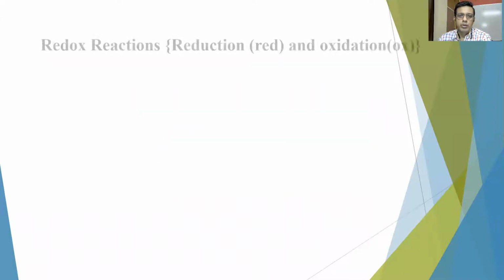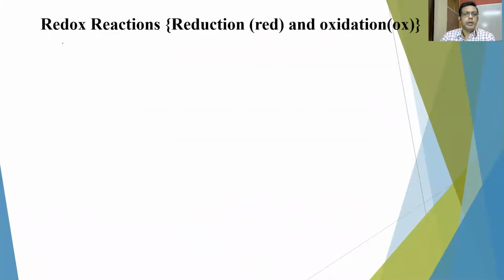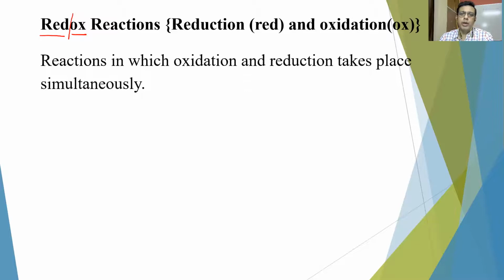Now, when you say redox, the name itself says it is a combination of two different reactions. One is reduction and one is oxidation. So red stands for reduction, ox stands for oxidation. A reaction in which oxidation and reduction both take place simultaneously is called a redox reaction. So redox is oxidation and reduction that occurs simultaneously.